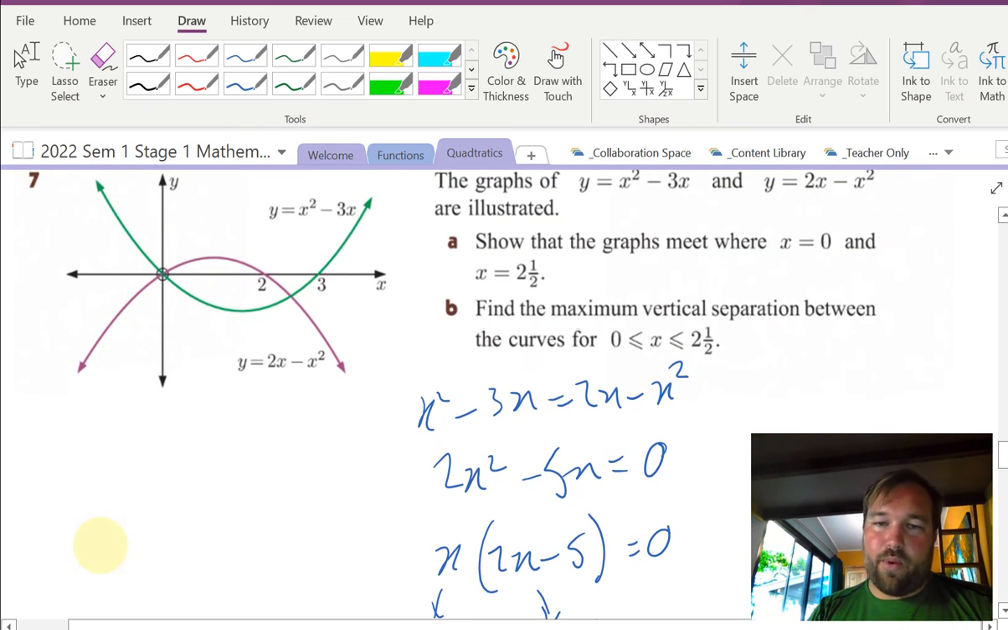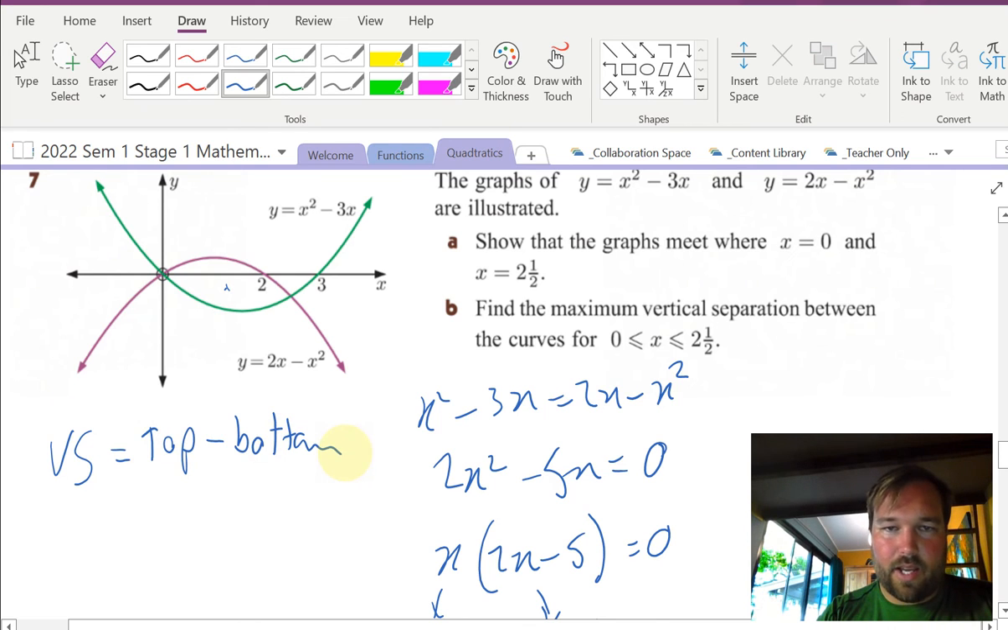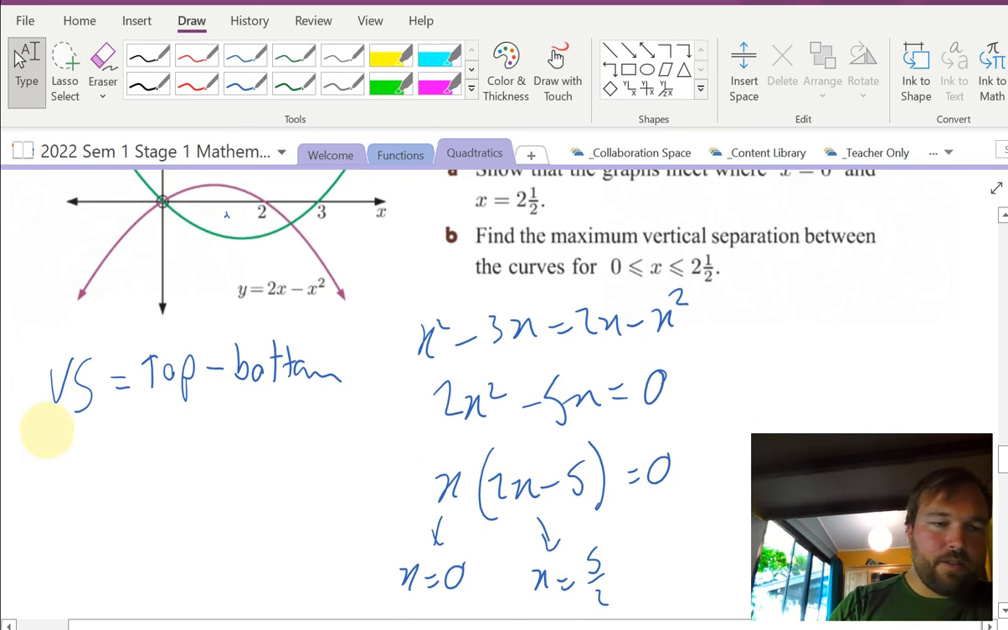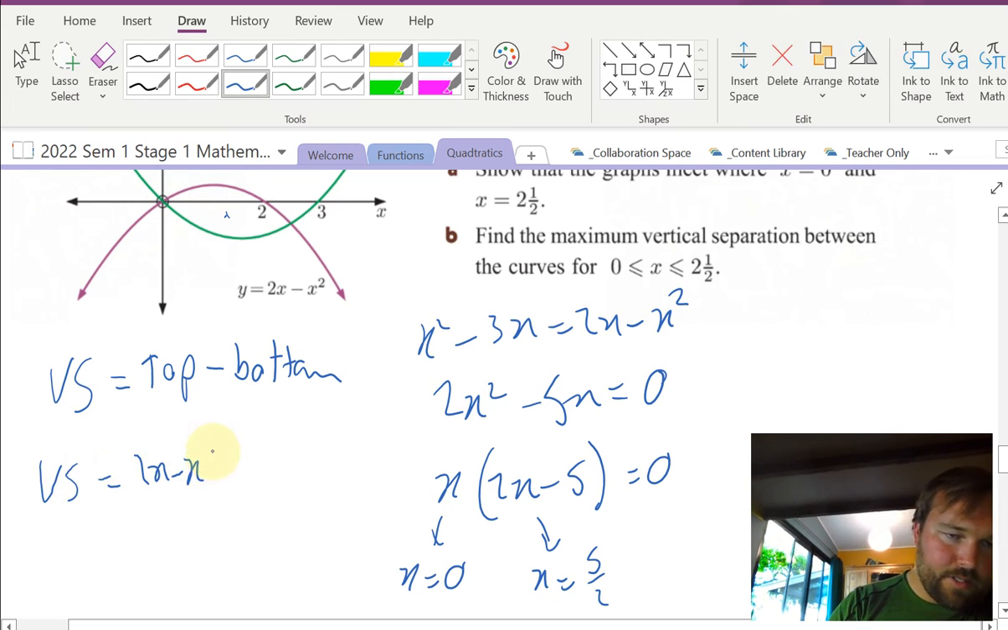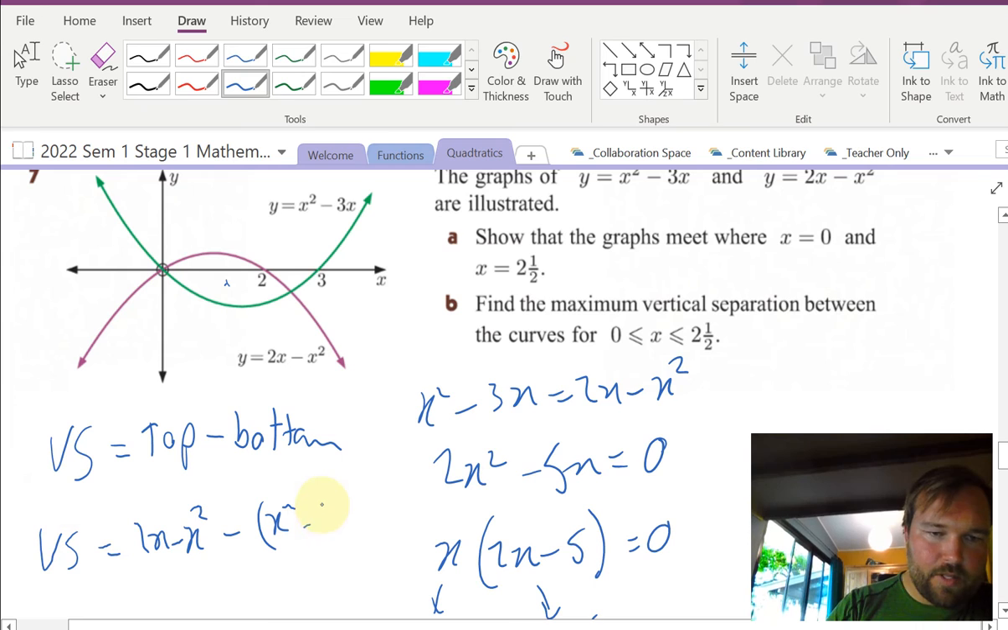And the maximum vertical separation for the curves between 0 and 5 on 2. Oh yeah, that's 5 on 2. So we're really thinking the maximum vertical separation is probably happening somewhere there. And to find the separation, the vertical separation, or VS, is going to be top minus bottom. So the top one is the purple one. 2x take x squared minus the bottom one, which is the green one. X squared take 3x.